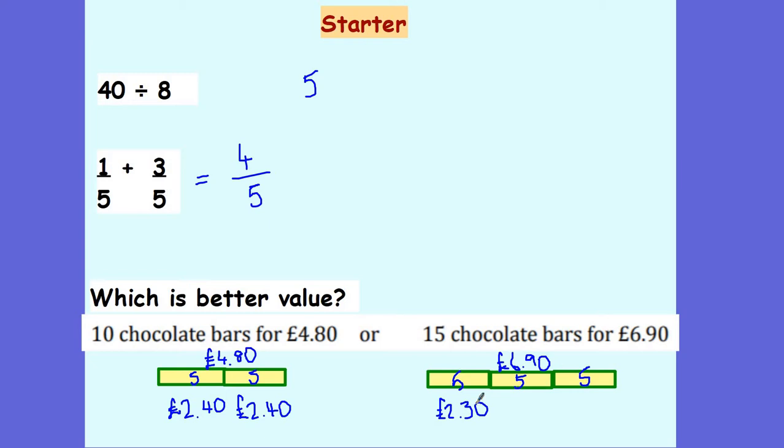So which is better value? 5 chocolate bars for £2.40 or 5 chocolate bars for £2.30? Which would you rather buy, Amy? I'd rather buy 5 chocolate bars for £2.30, so that's better value. 15 chocolate bars for £6.90.